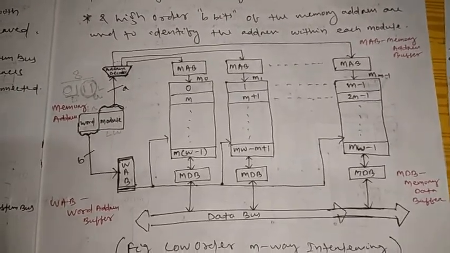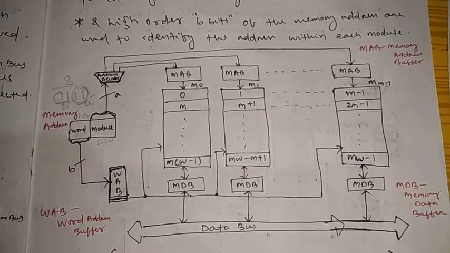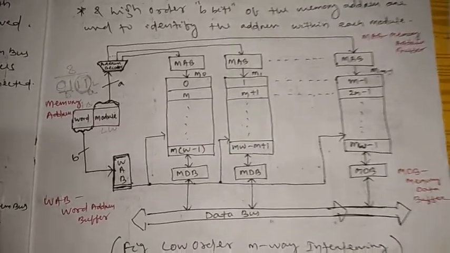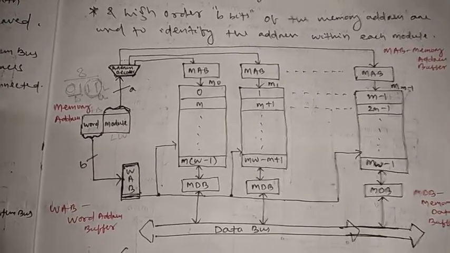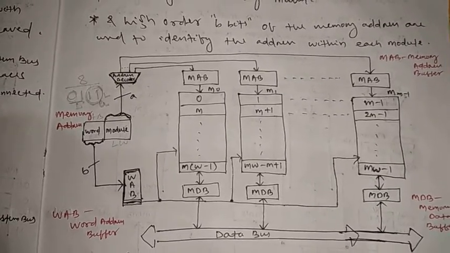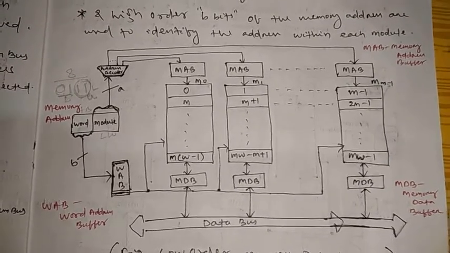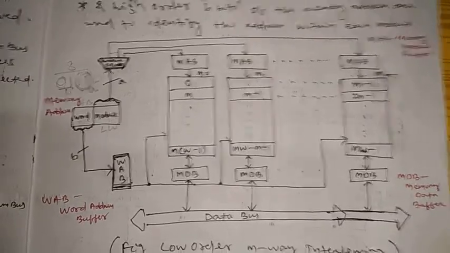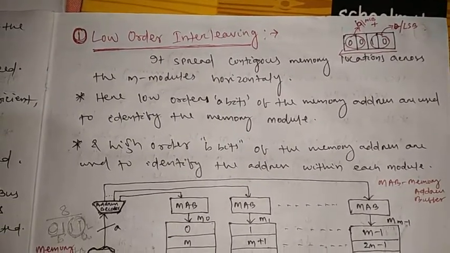The CPU can access multiple words from memory at one time, and by accessing multiple words from memory at one time, the execution speed will be enhanced and the performance of the computer will be enhanced. So this is the advantage of M-way low order interleaving techniques, through which the CPU can access multiple words from memory simultaneously at a time. So this is your low order interleaving.